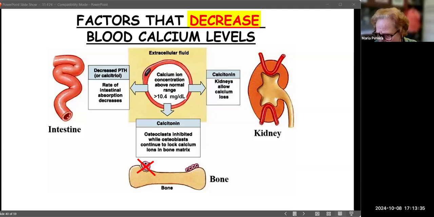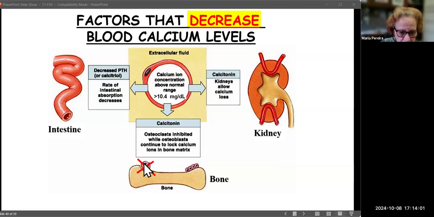Vitamin D and vitamin C are different. Now we're talking about vitamin D. It plays a very important role in calcium homeostasis. So you want more calcium to be excreted by the kidneys.